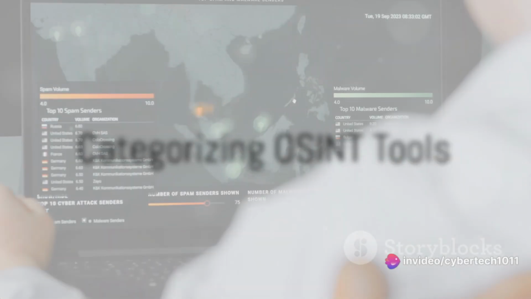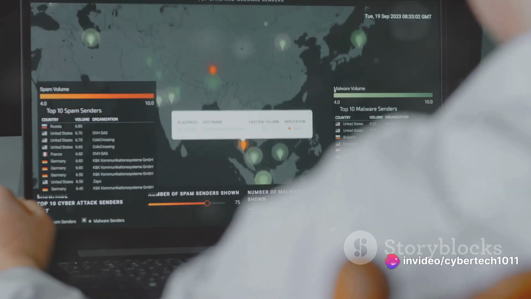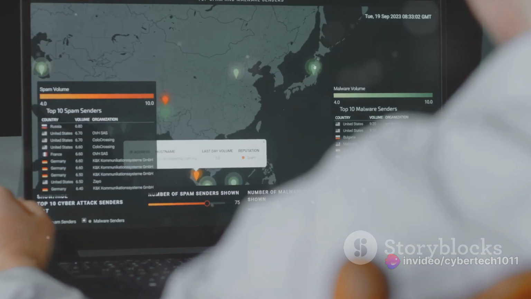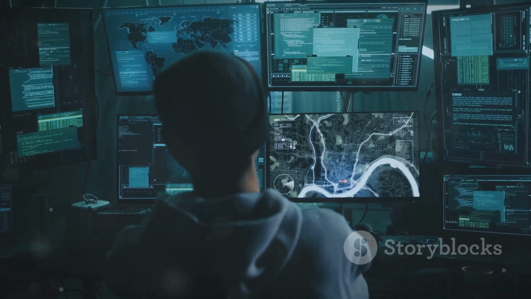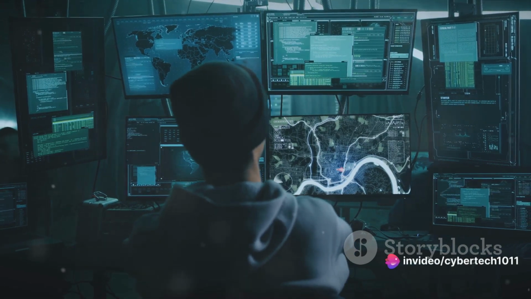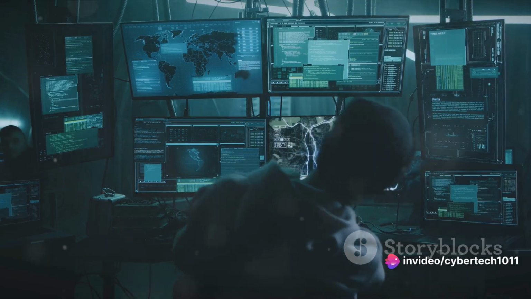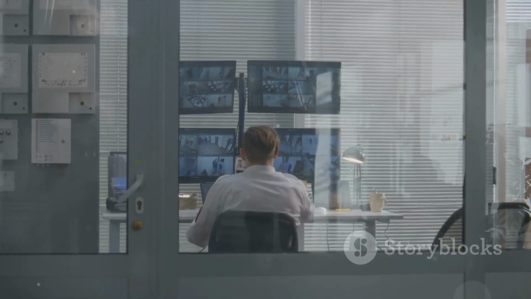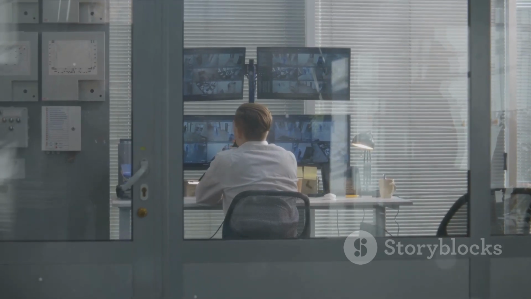Just like a carpenter has a toolbox, cybersecurity professionals have a plethora of OSINT tools at their disposal. Now let's dive into this toolbox and explore the different categories of tools available. First, we have threat intelligence tools. These are the detectives of cybersecurity. They help us understand known threats, tracking and analyzing them in real time. They are the eyes and ears on the ground, giving us a heads up on potential dangers.